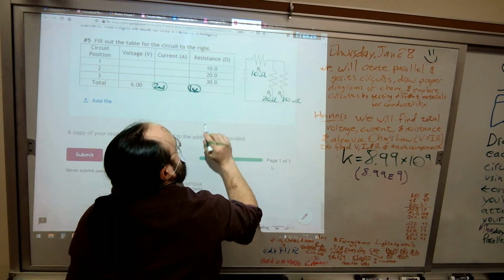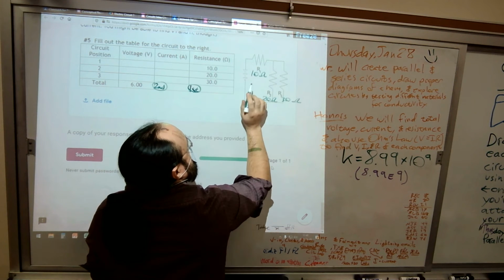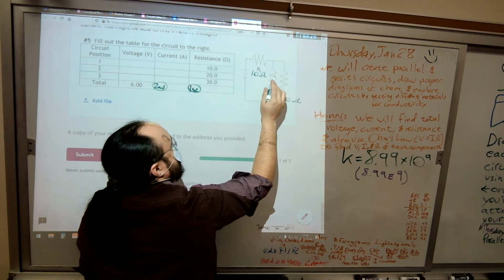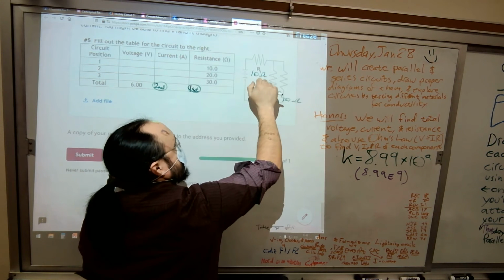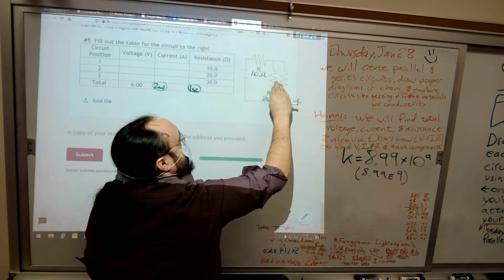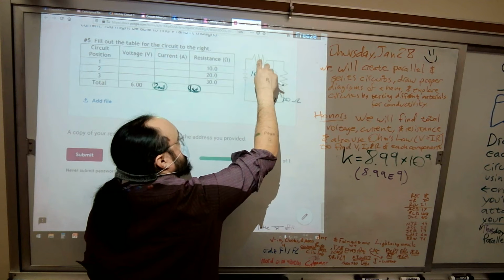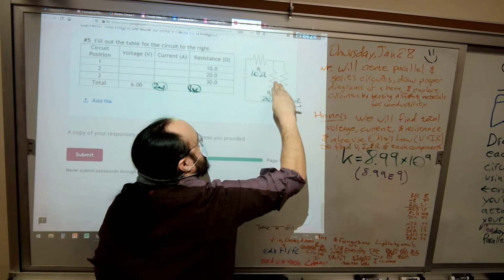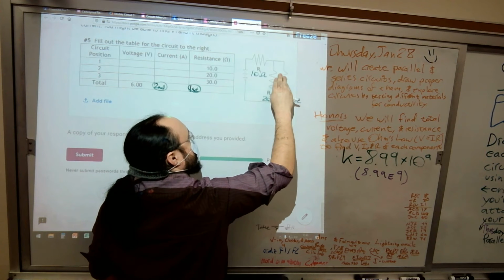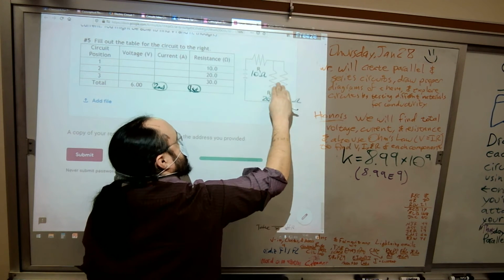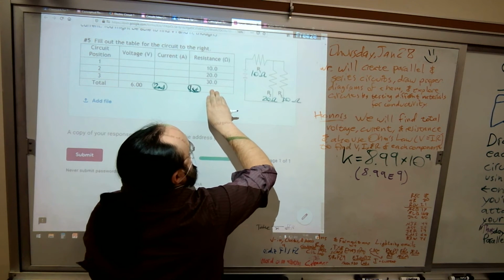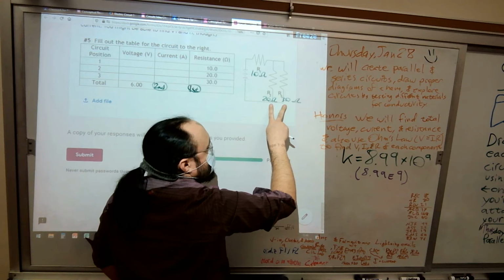All right, 10 and 20 and 30. For series, the total resistance is R1 plus R2 plus R3. If we're looking at this circuit as this resistor in series with this group of resistors, then we'll say the total resistance is R1 plus this whole thing would be R2. So if we find the total resistance for this whole thing, then we can say, okay, 10 plus that total resistance would be the total resistance altogether. So let's find this total resistance first.